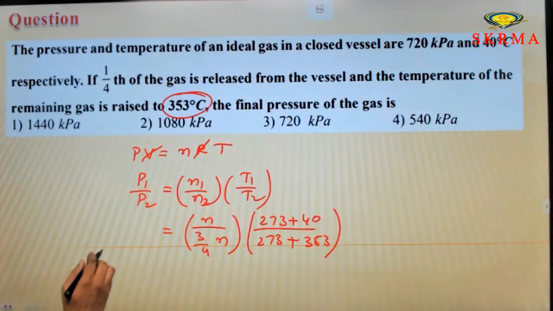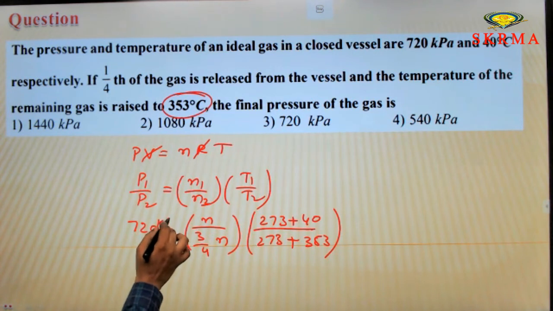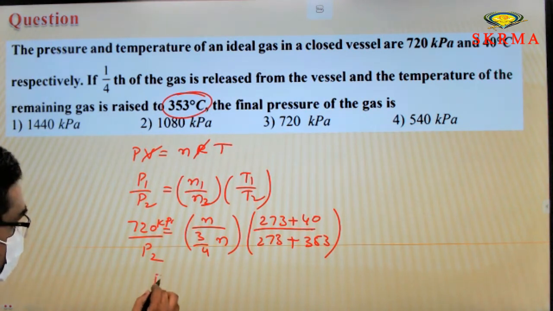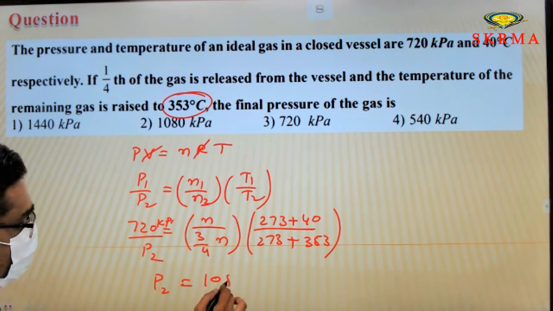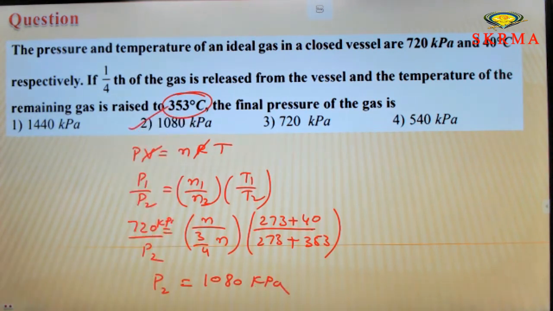P1 by P2. P1 is 720 kilopascal by P2 you have. Solve this one further. Solve this one, then you will get P2 as 1080 kilopascal. Second option.